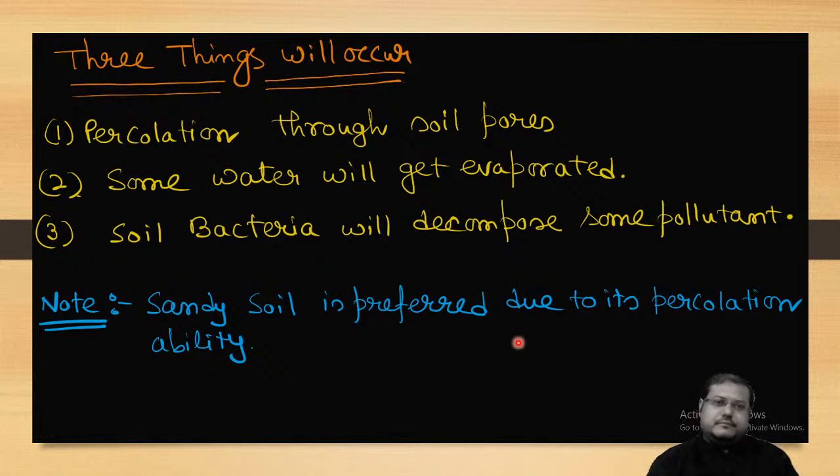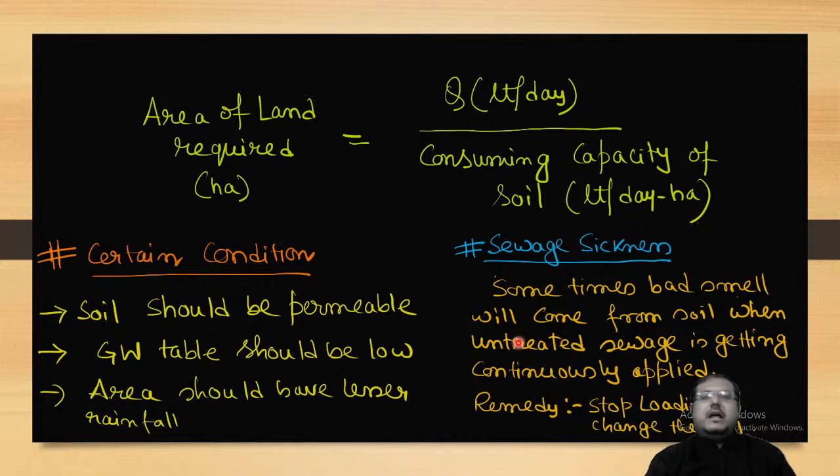Area of land required is defined by the equation Q divided by consuming capacity of soil in liter per day. Area of land required will be in hectare, which is defined by Q by consuming capacity of soil.